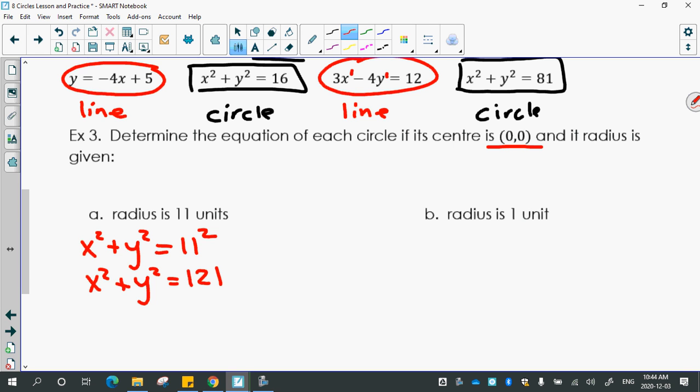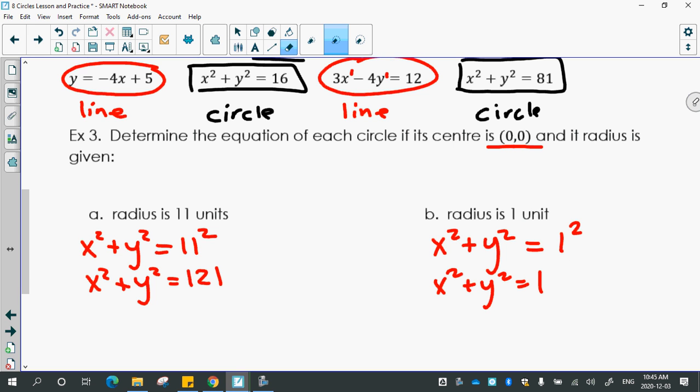Radius is 1 unit. So again, center is 0, 0, so I know the left side of my equation is x squared plus y squared. And the right side is going to be 1 squared. And be careful because 1 squared is 1.